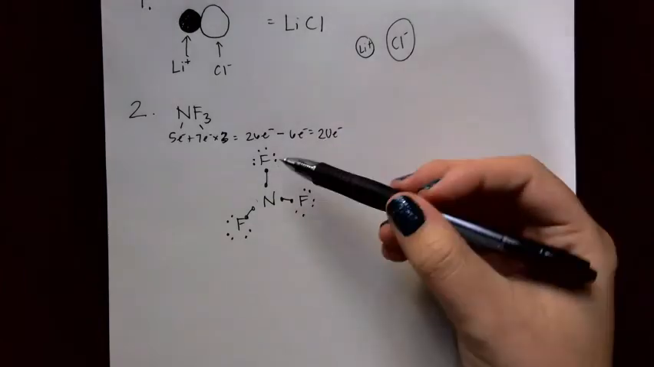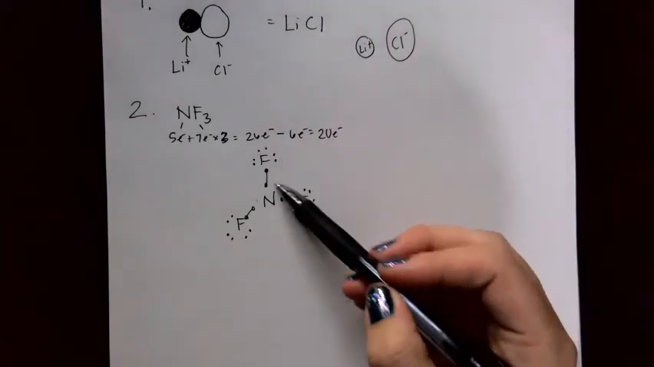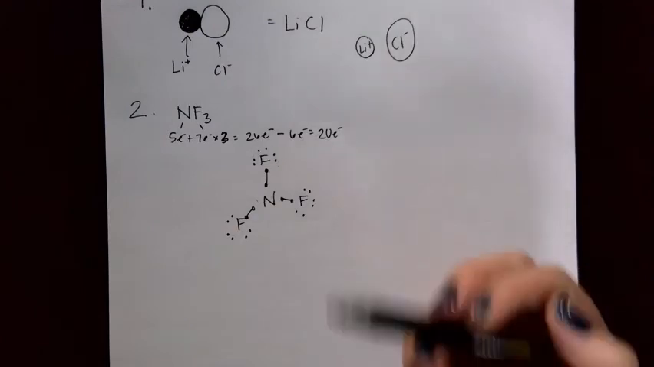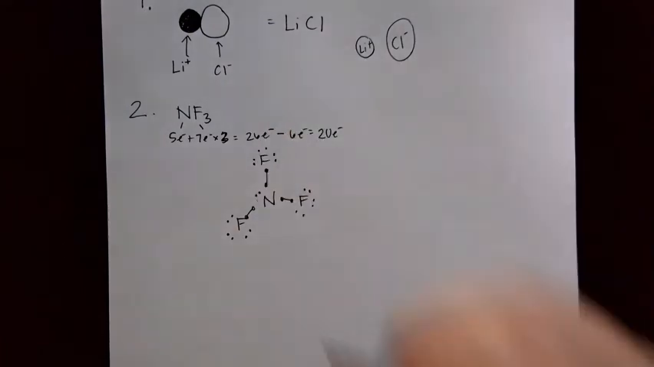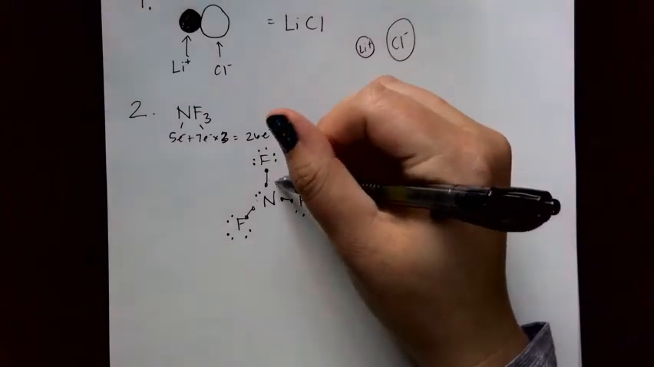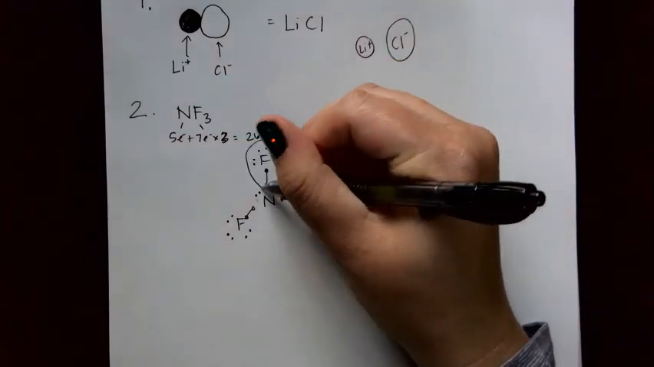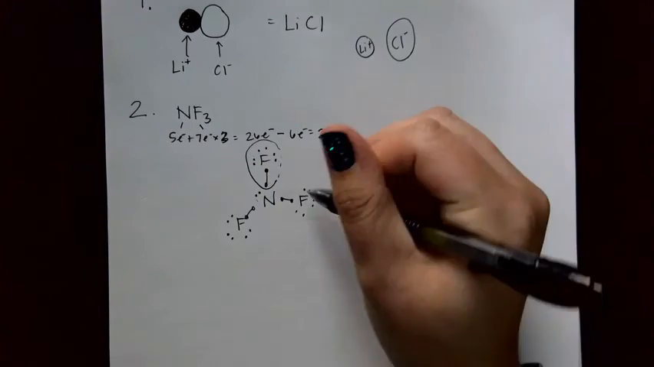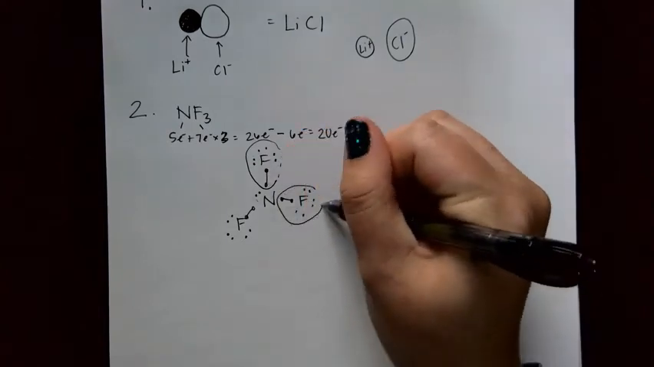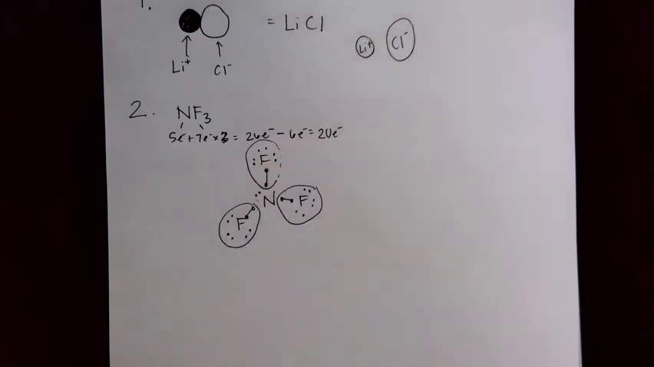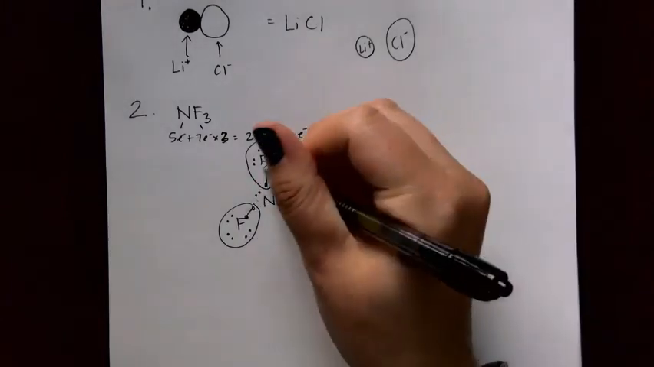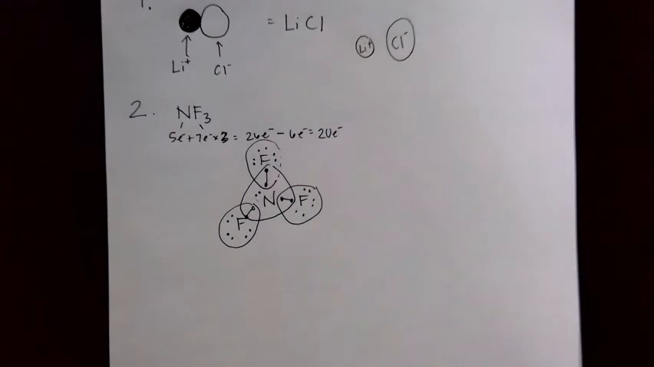If we look here, nitrogen only has 6 electrons drawn around it, so I need to add 2 more to satisfy my octet rule. Now, if I check, fluorine has 8. The second fluorine has 8. The third fluorine has 8. And nitrogen has 8. And so in my Lewis structure, everything is good to go.